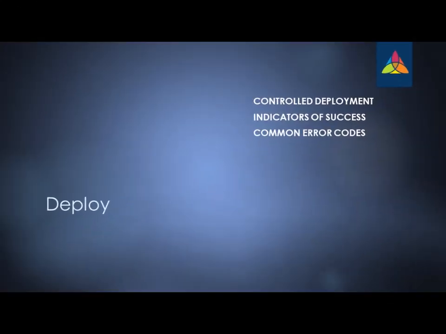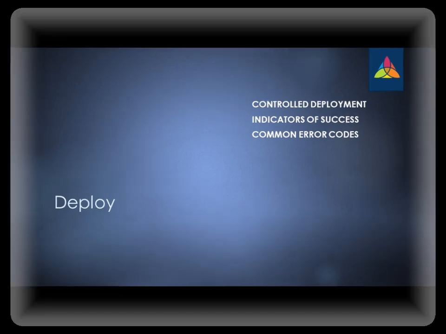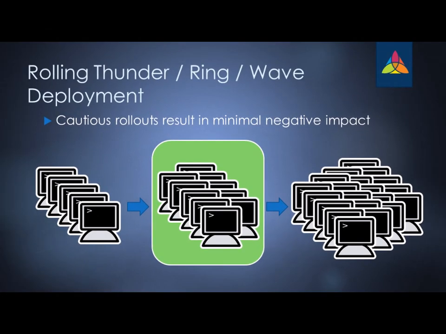Next, we'll talk about the deploy phase of the application deployment lifecycle. Rolling thunder is a term sometimes used to describe the gradual increase in the scope of a deployment. By not deploying to all systems on day one, if something goes wrong, you haven't affected everyone. If an issue is not identified in pilot, you will have affected a minimal volume of systems.